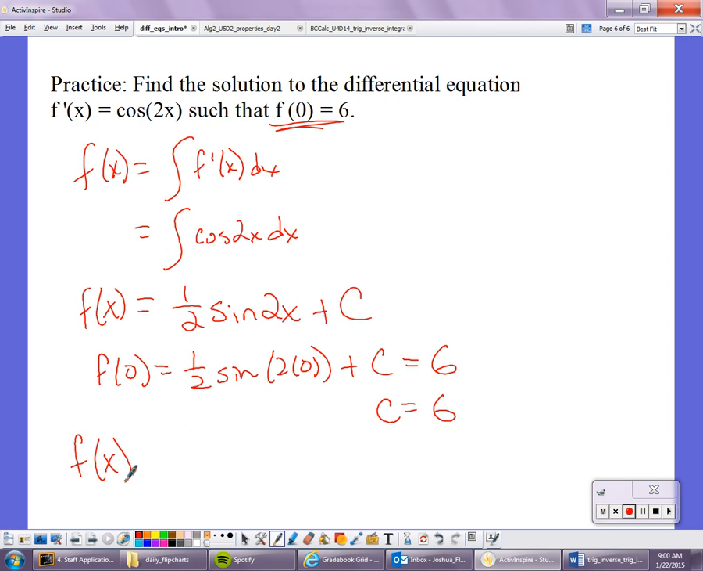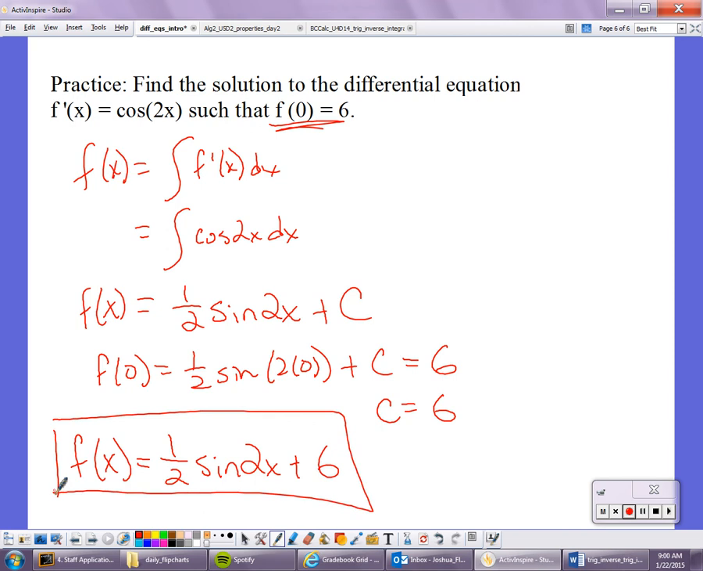All right, so here's our final answer. Our particular solution, the solution to this initial value problem, is going to be f of x equals 1/2 sine 2x plus 6. And that's it. That's all there is to it for now, right? That's what differential equations are now. We'll look at some more complicated things in a minute.